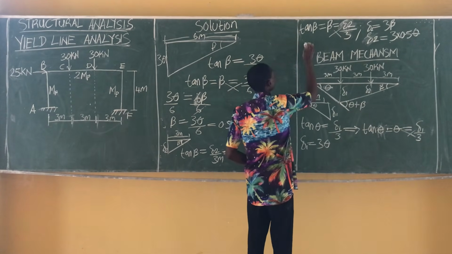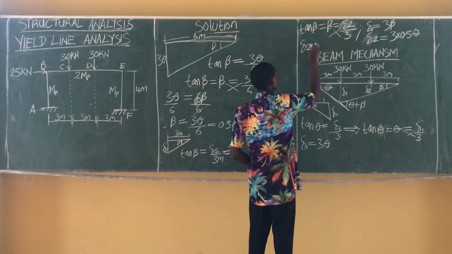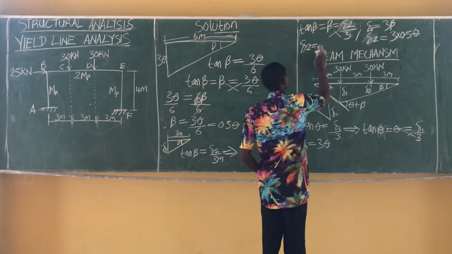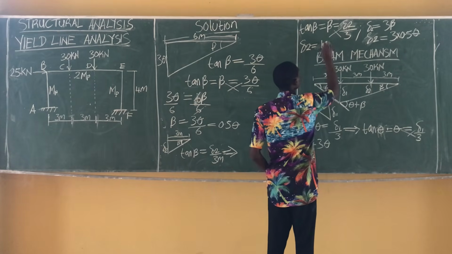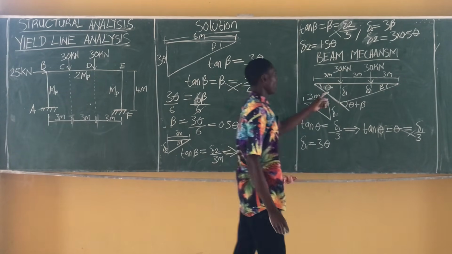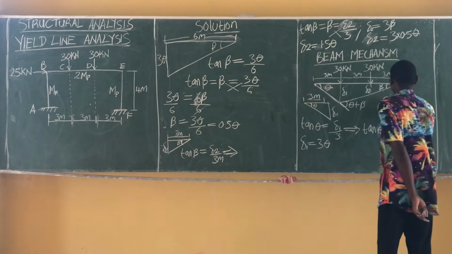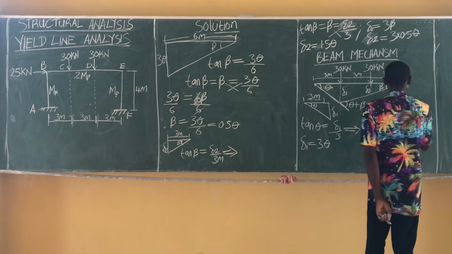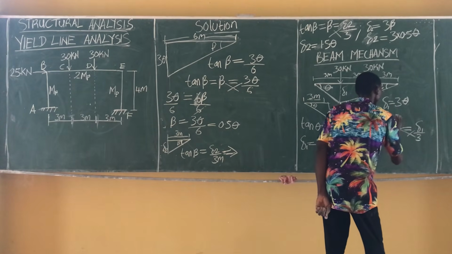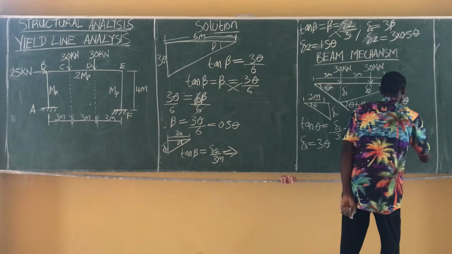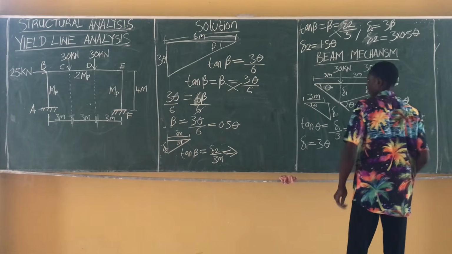Hence, our second deflection is equal to 3 times 0.5, which is 1.5 theta. Hence, we have this to be 3 theta, and this to be equal to 1.5 theta.